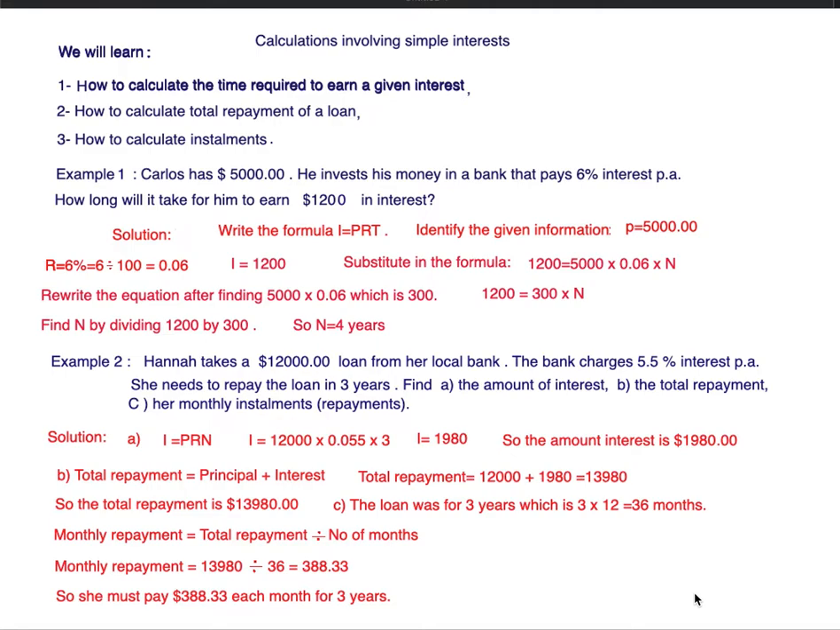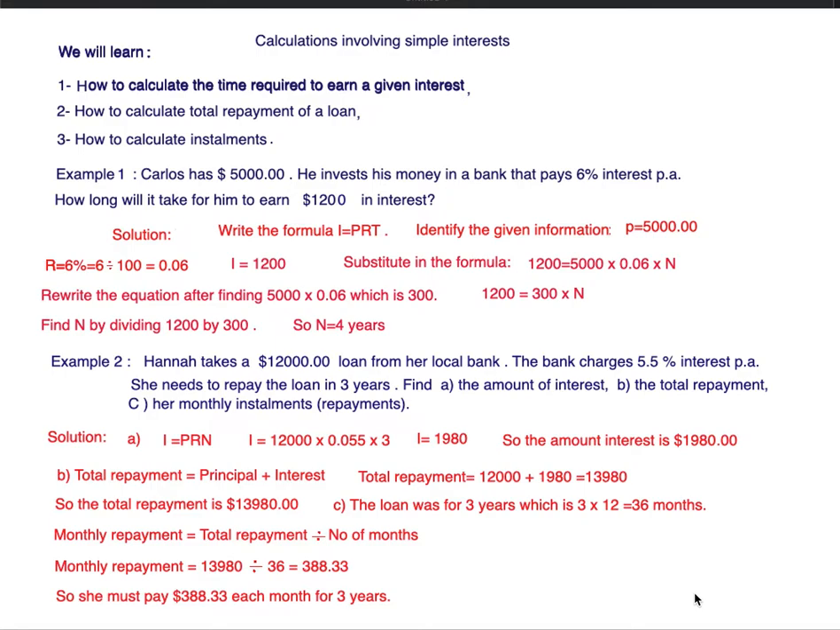I, interest, is equal to P, principal, times R, interest rate, times T, the time, or N, the time, it doesn't matter. T or N both mean time. Identify the given information. So the steps we are following are that. What have they given us?